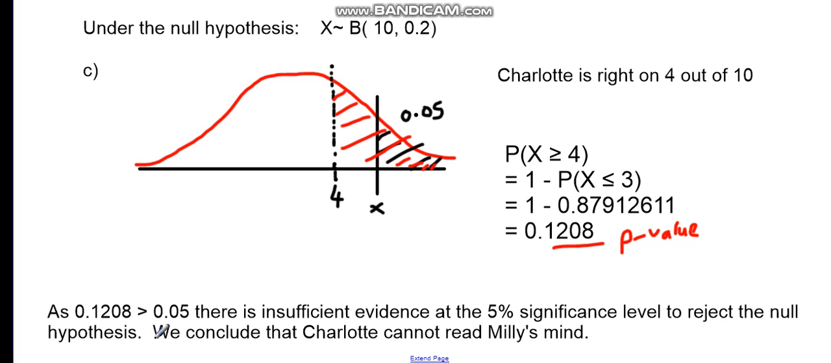Okay, so in other words, we can't say p is greater than 0.2, so therefore we conclude that Charlotte cannot read Millie's mind and she is just guessing. Okay, so hopefully that sorted that problem out. I just want to have a look at the next 2 questions. I'm not going to do them, but just to guide you through them.